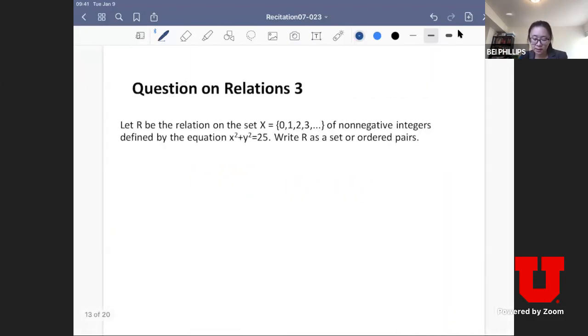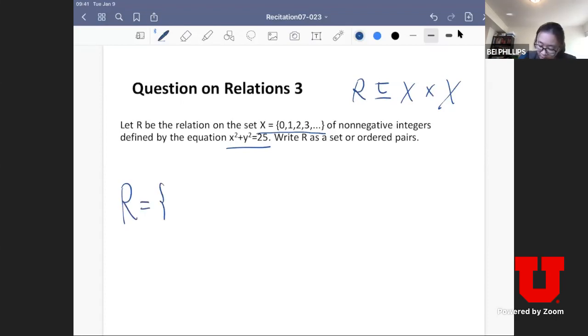Now let's look at the next one. Now I have, again, R is a relation on the set of non-negative integers. So R is now a subset of, again, sorry, X cross X, right? So it's not another ordered pair. It's defined by the equation X squared plus Y squared is 25. So we want to write R as a set of ordered pairs. Any volunteer?